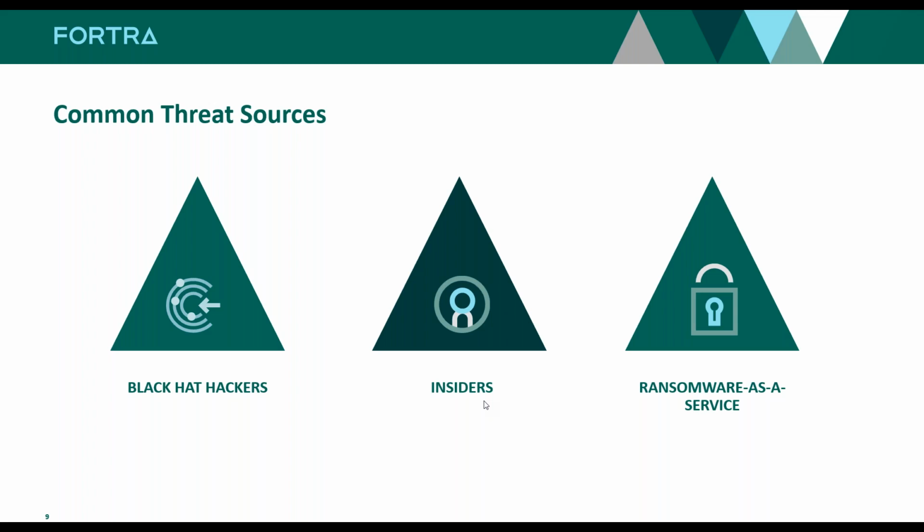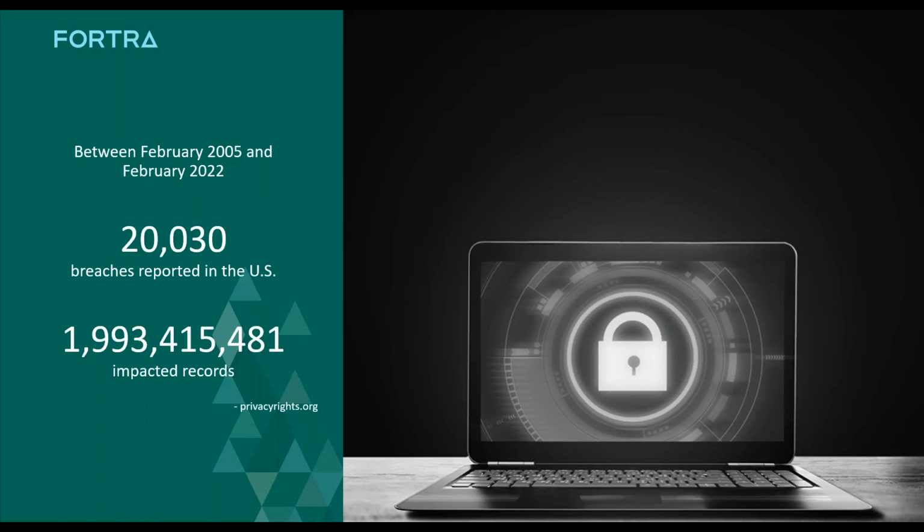We really need to see what is at threat and what is in danger of being impacted, and it's our data. Between February 2005 and February 2022, we found that there were over 20,000 breaches reported in the United States. A huge number of breaches, and the impacted records totaled almost 2 billion. And this is just what's been reported. This is pulled together by privacyrights.org, and I was shocked by these numbers.